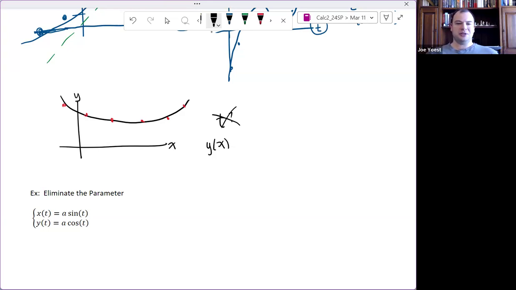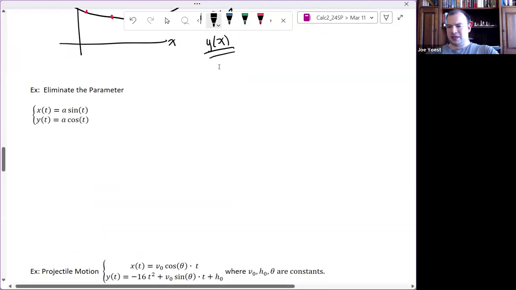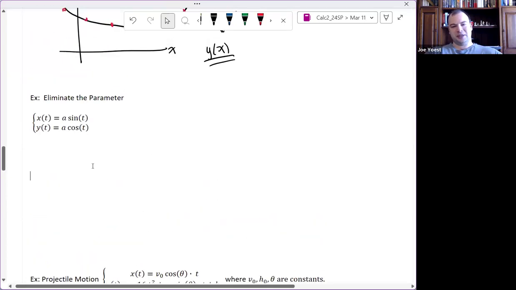In something like this, it seems like even if I started with a parametric equation, I might be able to recover a functional relation between y and x. That's the idea of eliminating the parameter. So we'll go through this example. That'll probably take us to the end of class today. Then we come back, we'll continue on with chapter 10.